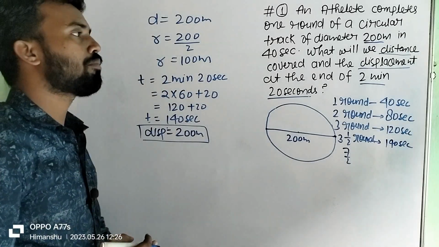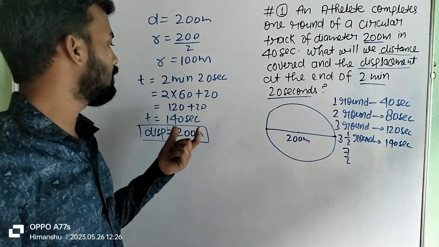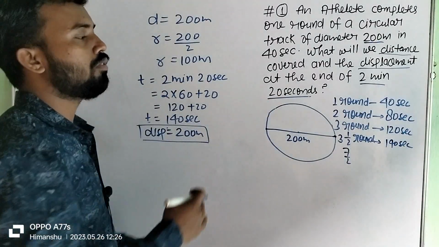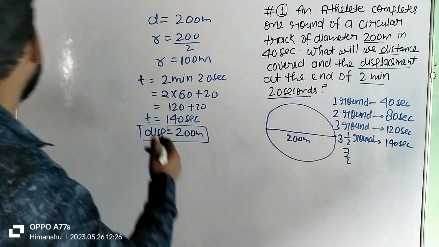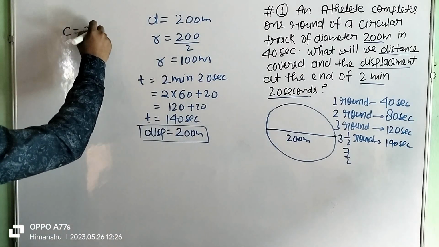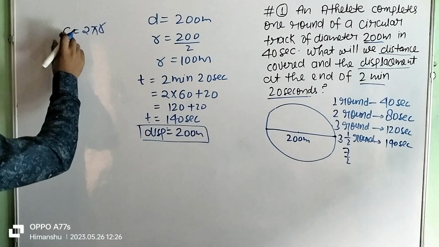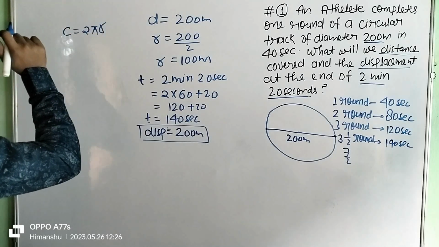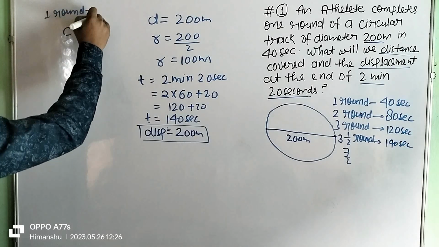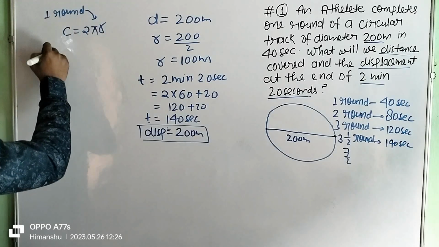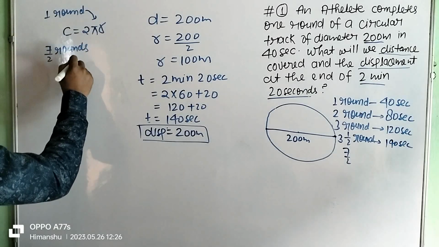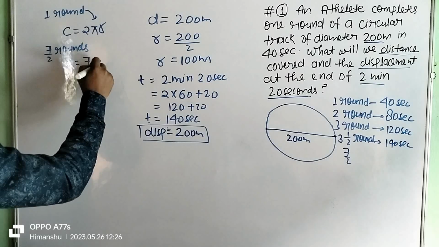Now we have to calculate the distance also at the end of this much time. See here, the track is circular, so in one round that person covers a distance equal to 2 pi r, that is the circumference of the circle. If in one round that person covers 2 pi r distance, then in 7 by 2 rounds how much distance will he cover? 7 by 2 into 2 pi r.